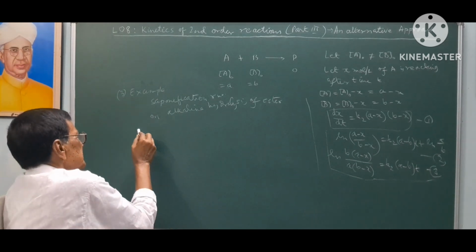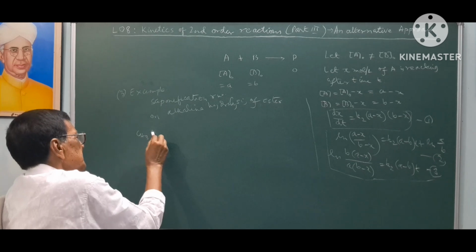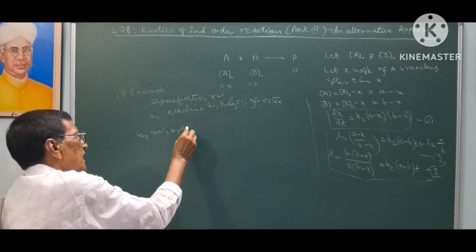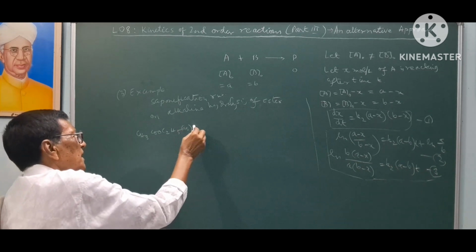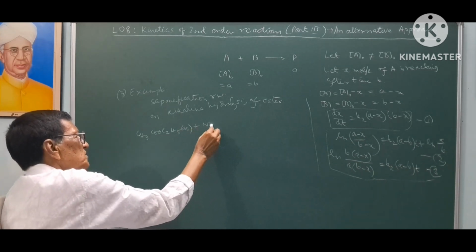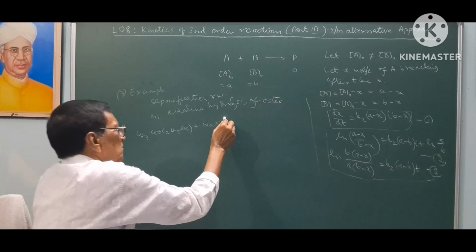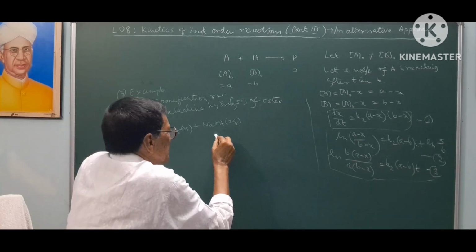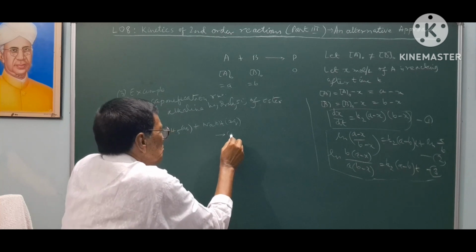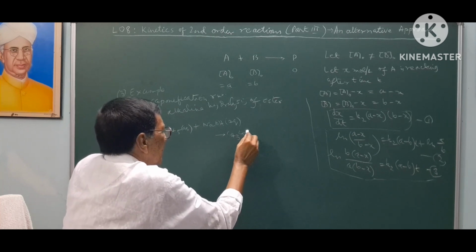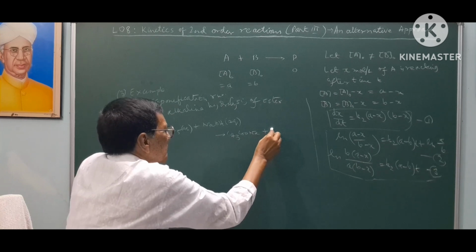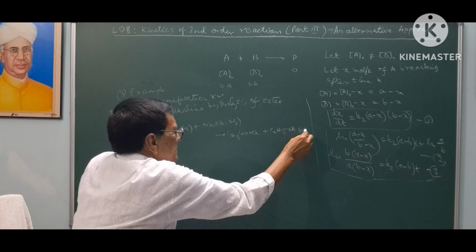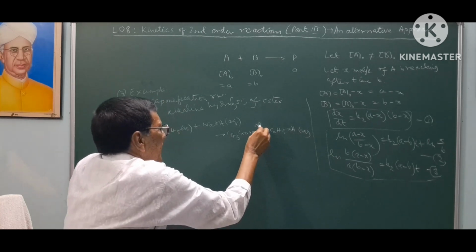So it is, say, the ester CH3COOC2H5, ethyl acetate, aqueous, plus sodium hydroxide, aqueous, giving sodium acetate plus alcohol. All are in aqueous.